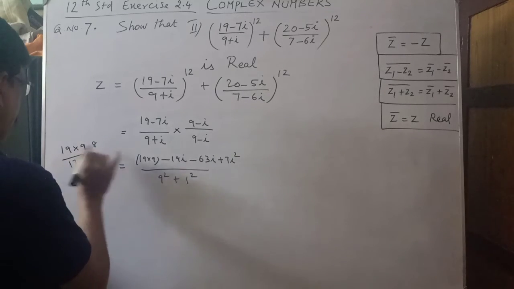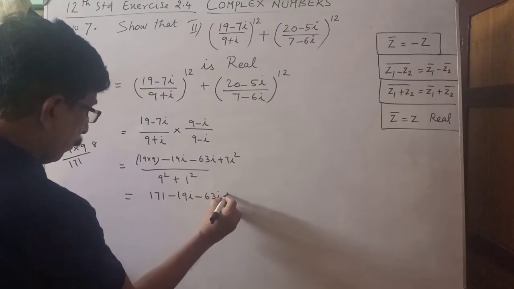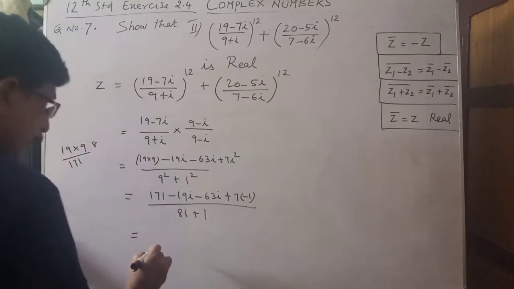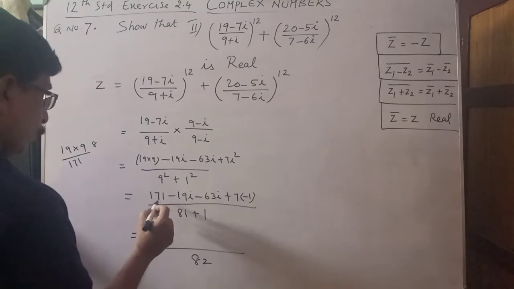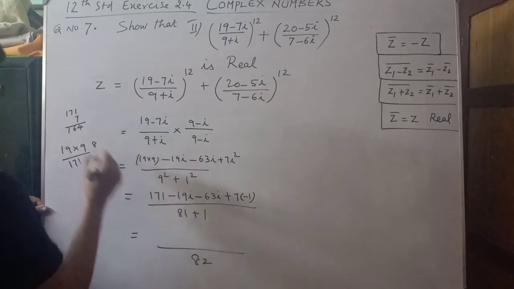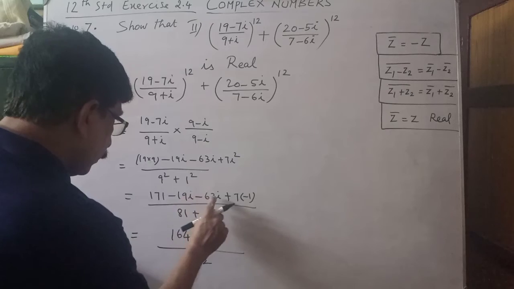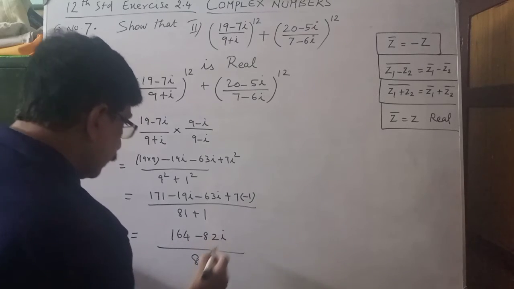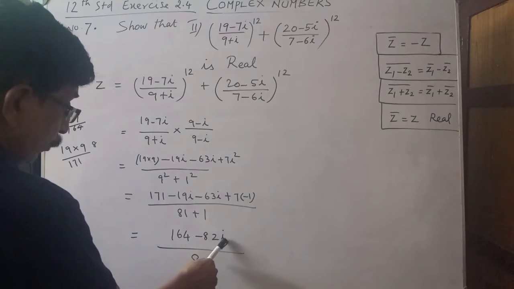So we have 171 − 19i − 63i + 7i². The value of i² is −1, and the denominator is 81 + 1 = 82. 171 − 7 is 164. Adding the two imaginary terms gives −82i. So (19 − 7i)/(9 + i) becomes (164 − 82i)/82.